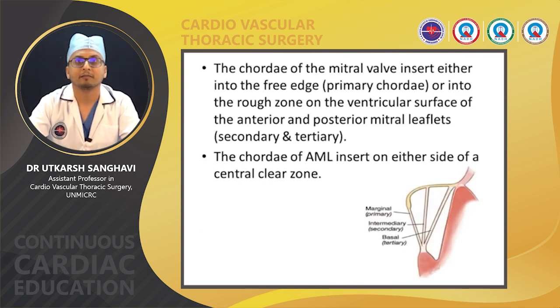The chordae of the mitral valve are of three types: primary, secondary or tertiary. The primary chordae are attached to the edge of the leaflet, whereas the secondary chordae are attached to the undersurface, or the ventricular side, of the leaflet, and the tertiary chordae are attached near the ventricular septal side. The AML has all three types of chordae, that is primary, secondary and tertiary, whereas the PML has only secondary and tertiary chordae. The chordae on the AML insert either on the rough zone or the clear zone. This has all been described previously in the mitral valve anatomy.